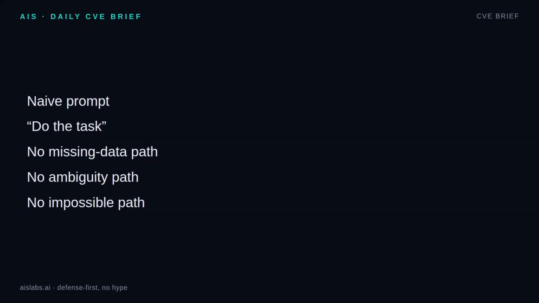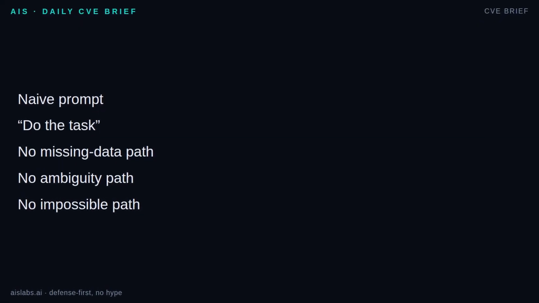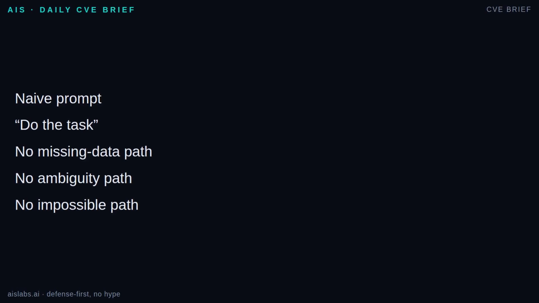The beginner prompt usually describes the happy path only. Here is the input, produce the output. That works in demos because the example is clean. Real inputs are not clean. A field is missing. The user asks for the best plan without saying the goal. The task requires information the model cannot access.